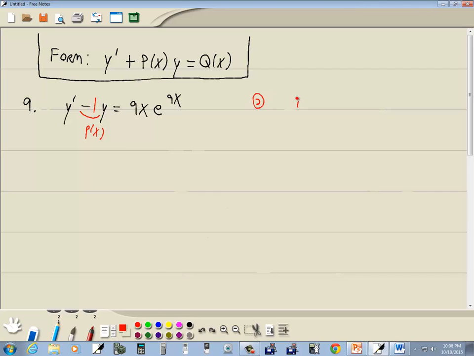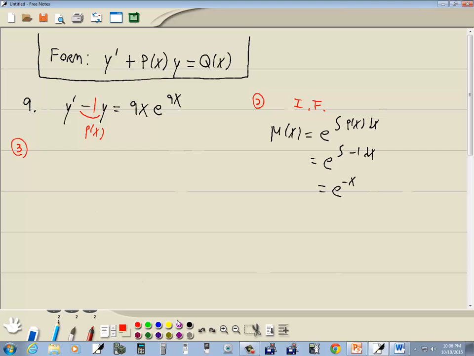Step 2, we want to find an integration factor. So mu of x is going to equal e to the power of the integral of p of x dx. So that's e to the power of the integral of negative 1 dx, which equals e to the negative x.